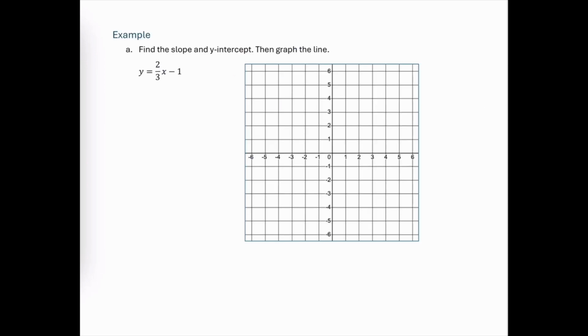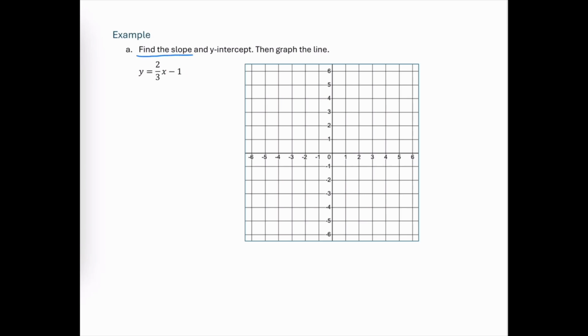Here we have an equation that's written in slope-intercept form. Notice that it's solved for y. The coefficient on the x term, which in this case is just 2/3, is the slope of the line. And the constant value here at the end of the equation, this is going to be our y-intercept.